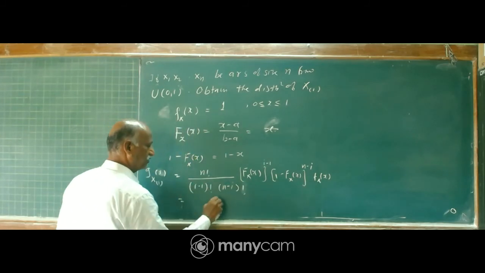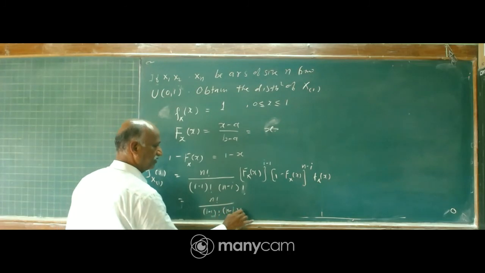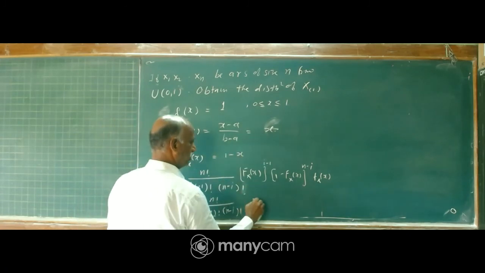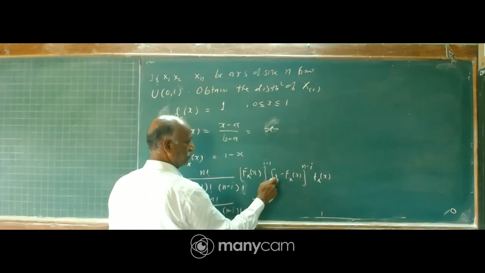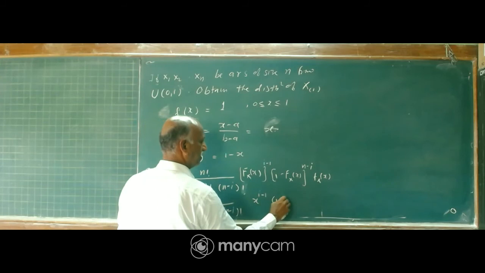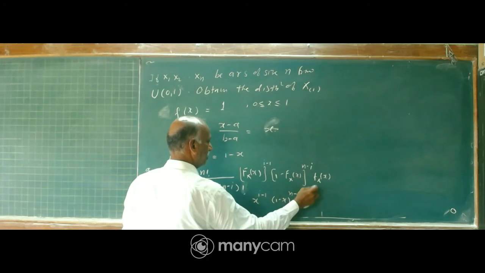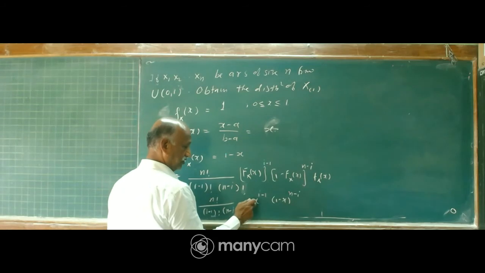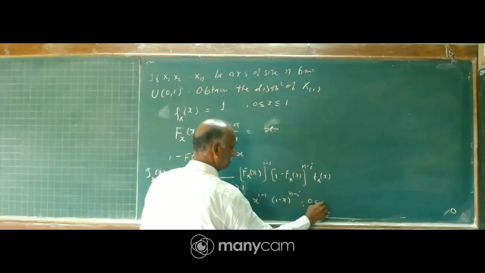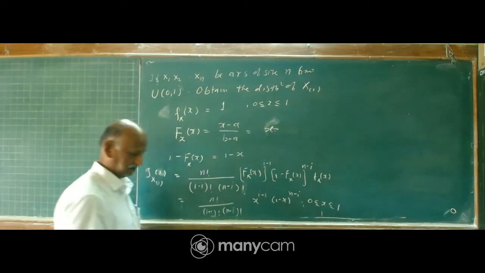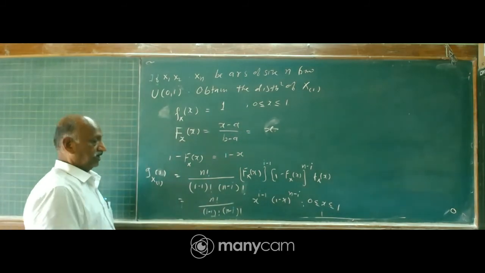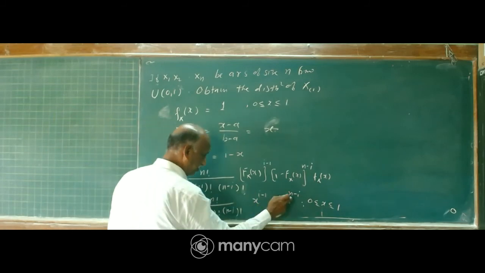So this is equal to n factorial divided by (i minus 1) factorial divided by (n minus i) factorial. Then F(x) is equal to x, so x raised to i minus 1, and 1 minus F(x) gives 1 minus x raised to n minus i, and f(x) is equal to 1. So x lies from 0 to 1, that is, x is between 0 and 1. Now this is x raised to i minus 1 times (1 minus x) raised to n minus i.